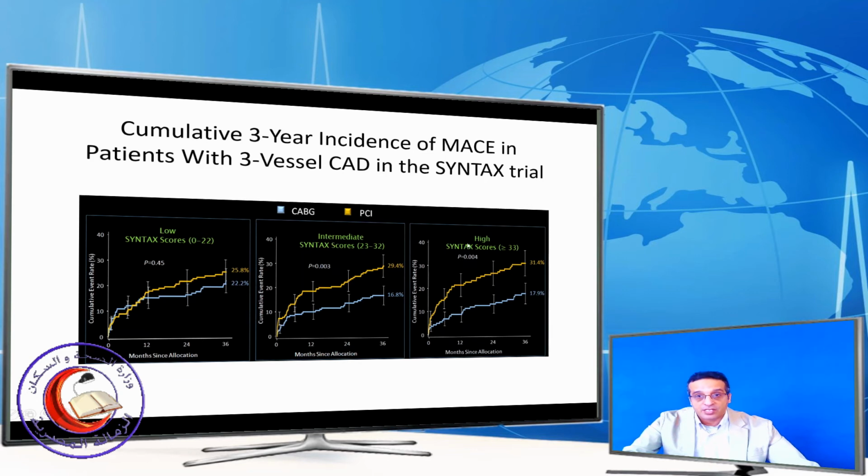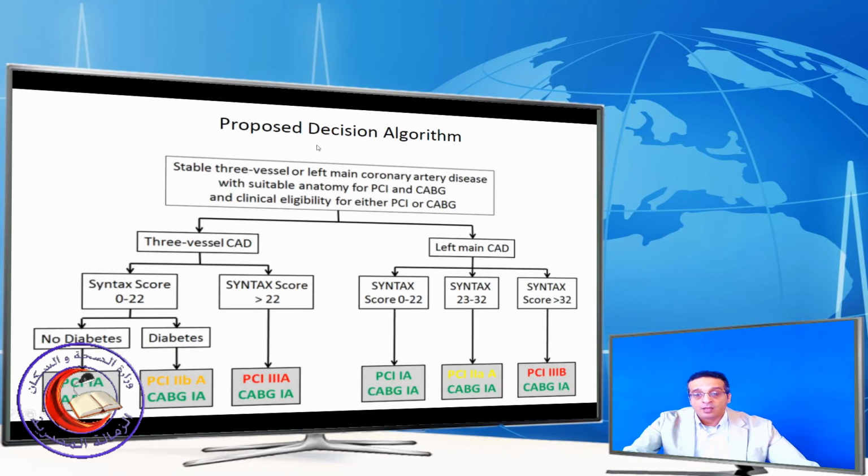So here, let's take a look. If we have a 3-vessel disease or left main disease, then we take the SYNTAX score into consideration. In left main, let's start with that. If the SYNTAX score is between 0 and 32, PCI can be done. CABG is always class 1A, but PCI can be done. If the SYNTAX score in left main is above 32, then CABG is definitely much better and PCI is not indicated.